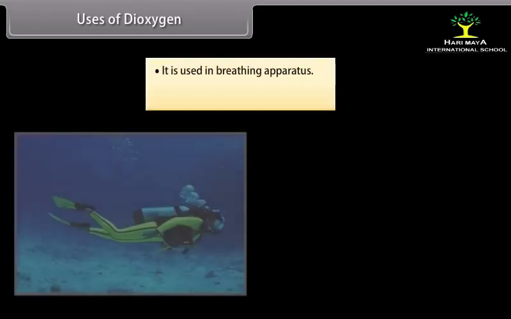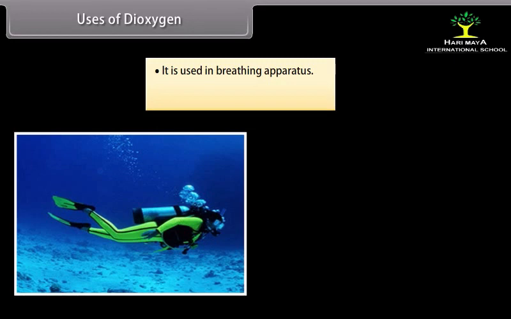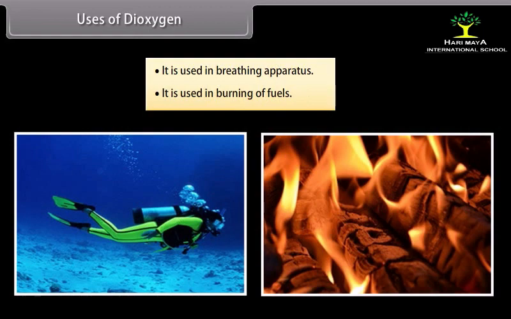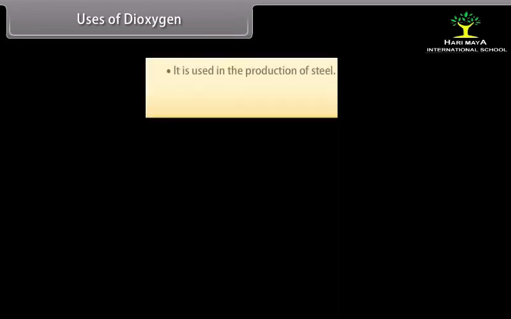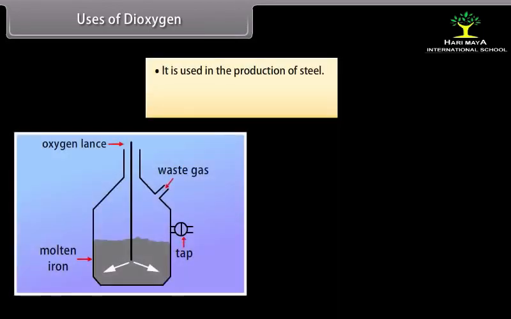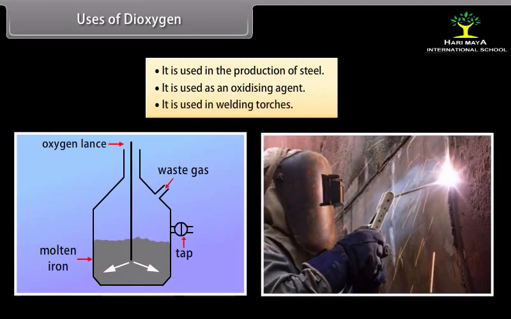Uses of dioxygen. It is used in breathing apparatus. Oxygen cylinders are widely used in hospitals, high-altitude flying and in mountaineering. It is used in burning of fuels, in production of steel, as an oxidizing agent, and in welding torches.